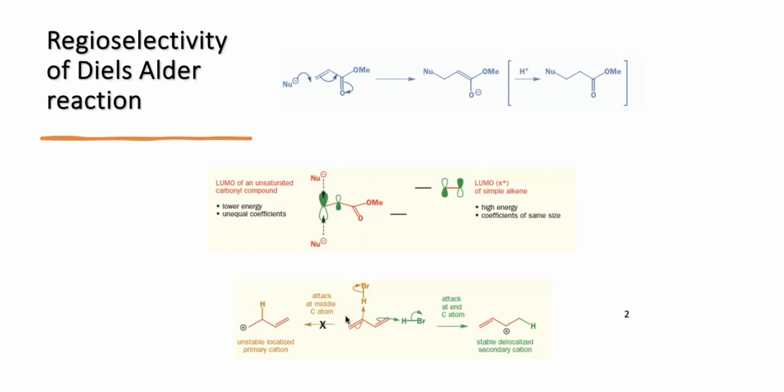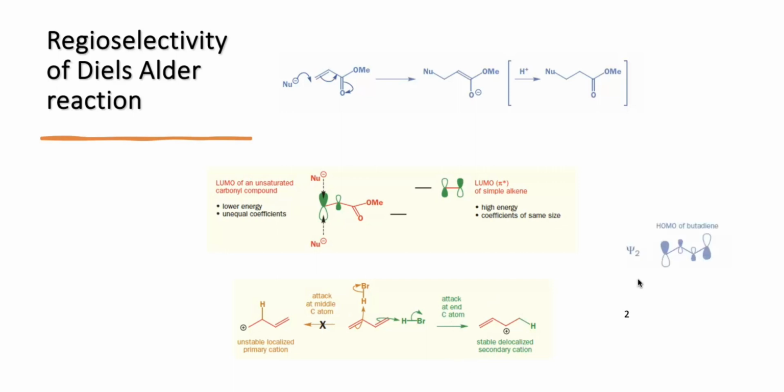And if we consider the reaction at the middle carbon atom, if the middle carbon attacks the HBr, it will result in the formation of this primary cation. It is not delocalized, as the double bond is one carbon away from it. So the formation of the stable delocalized secondary cation is more favored in the case of 1,3-butadiene.